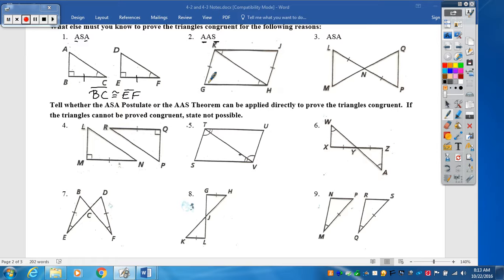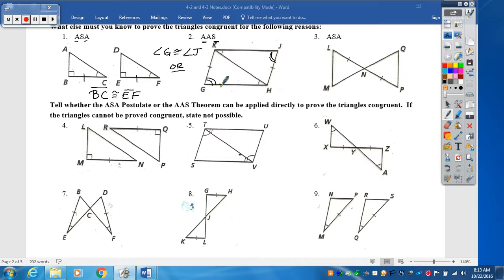Well, it could be these two right here. Those two right there. Okay, so angle G, I could prove that congruent to angle J. All right, and have angle, angle, side. Or, and again, notice the side must be outside of these two congruent angles, not included.